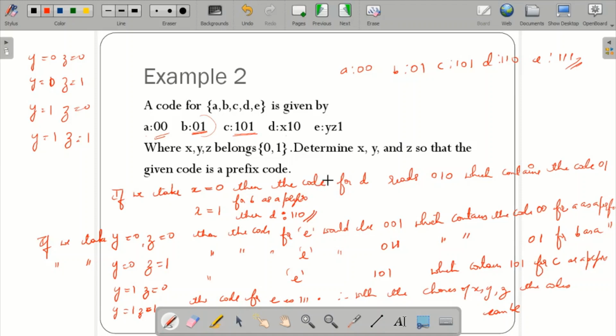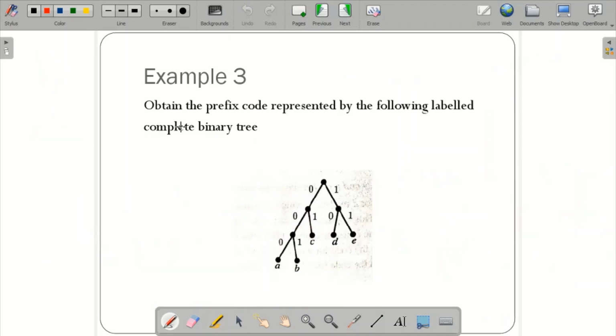Let us go to example 3. Here, obtain the prefix code represented by the following labeled complete binary tree. If you remember, in the binary tree you have the left branch and the right branch. The left branch takes the value 0 and the right branch takes the value 1. They have told us to obtain the prefix code of all these leaf nodes.